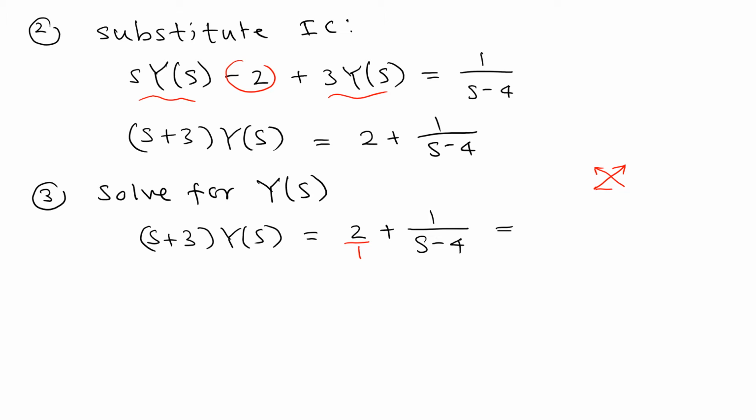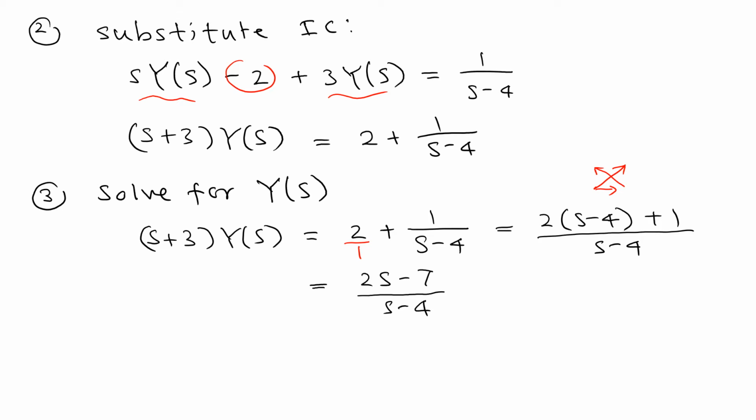So let's do that. That means we're going to get 2 times s minus 4 plus 1, and then divided by s minus 4. If you simplify, you can see you're going to get 2s minus 7 over s minus 4.